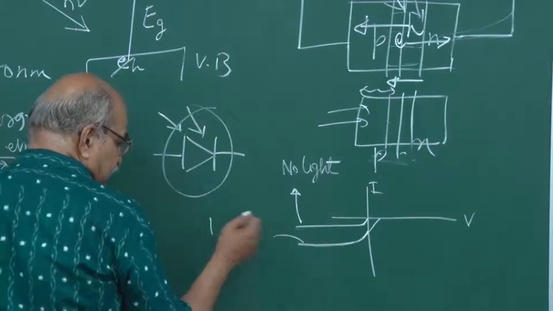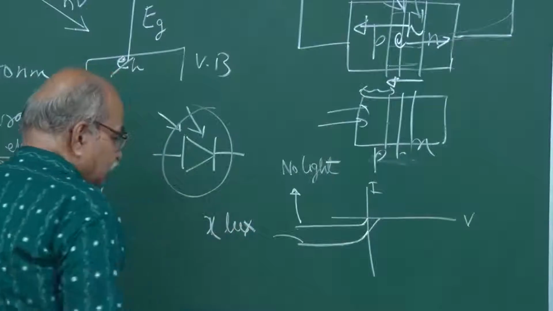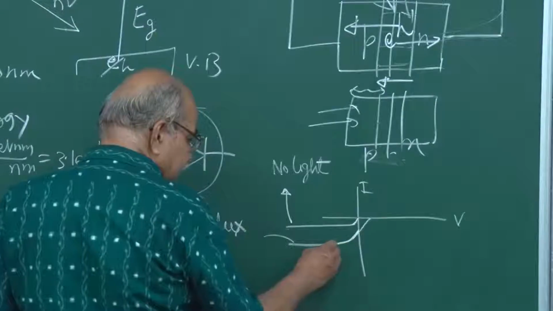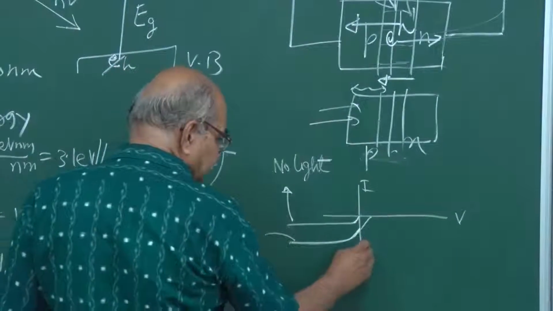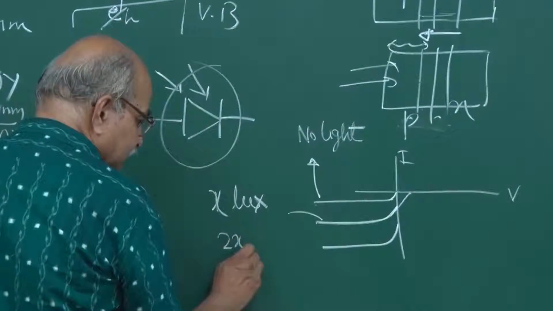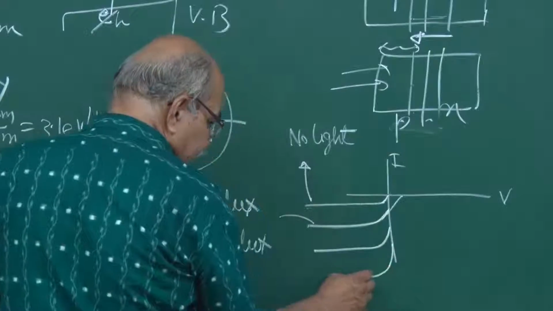say some lux, say x lux. Lux is the unit for measuring intensity. So it is like this. If you increase the intensity, what will happen? Your characteristic will become this. This is 2x lux. This is 3x lux.